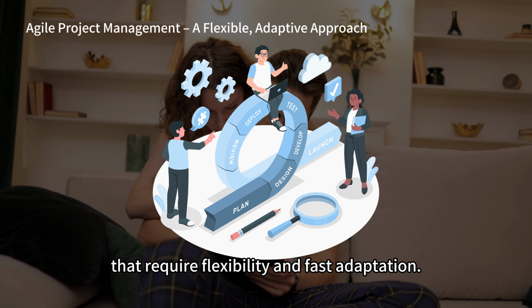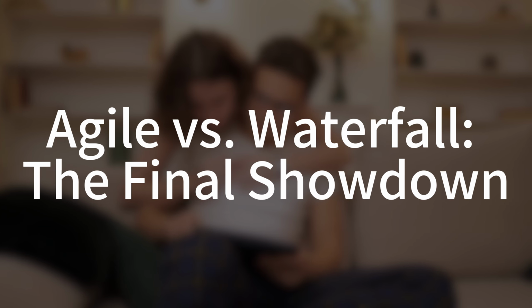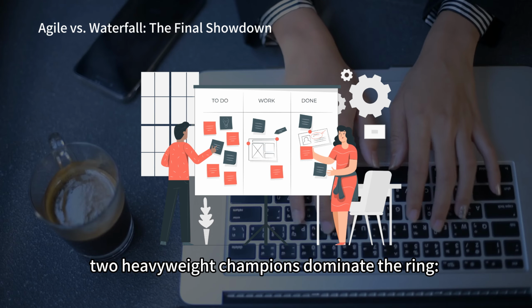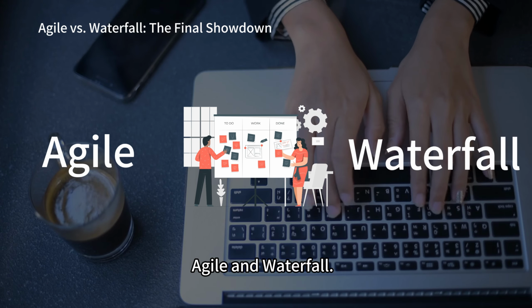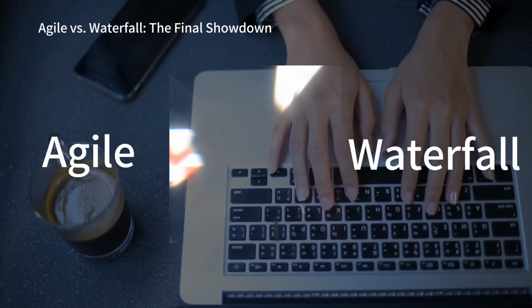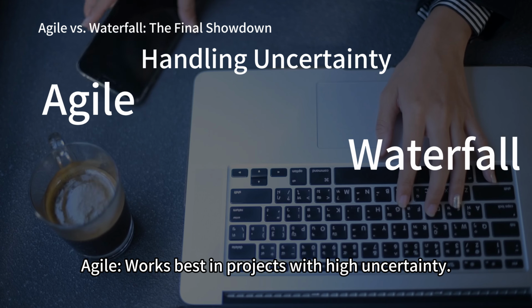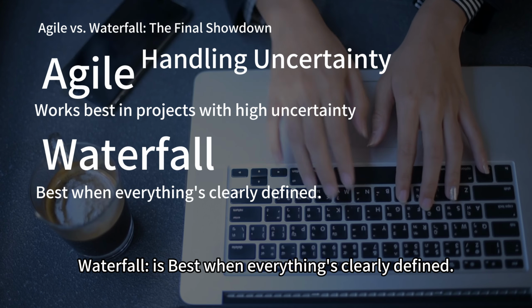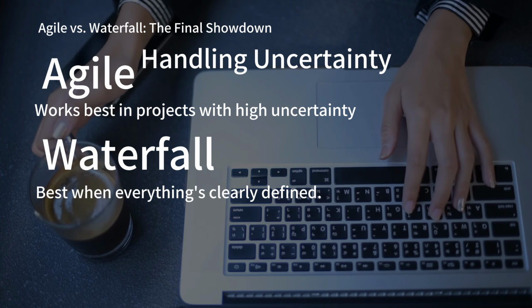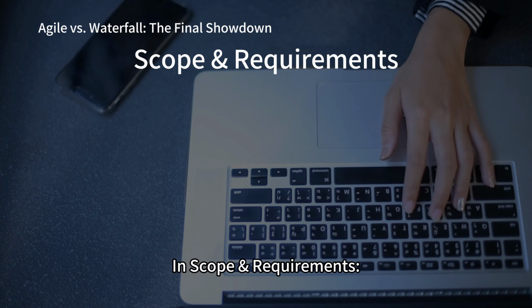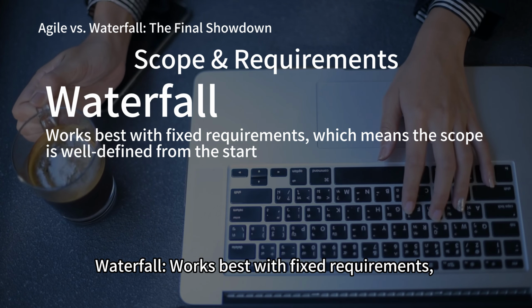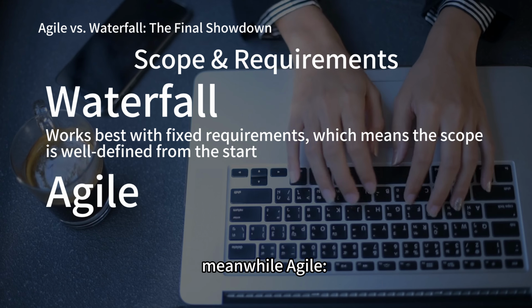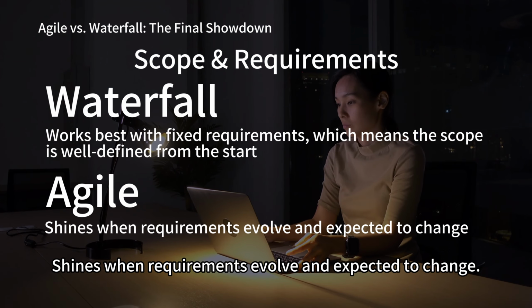Agile versus Waterfall, the final showdown. When it comes to project management, two heavyweight champions dominate the ring: Agile and Waterfall. Let's break it down. When handling uncertainty, Agile works best in projects with high uncertainty. Waterfall is best when everything's clearly defined. In scope requirements, Waterfall works best with fixed requirements, which means the scope is well defined from the start. Meanwhile, Agile shines when requirements evolve and are expected to change.